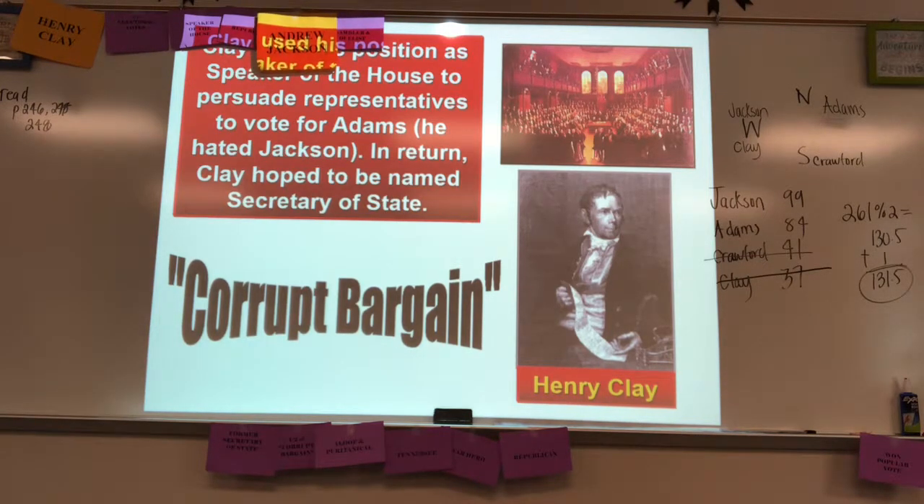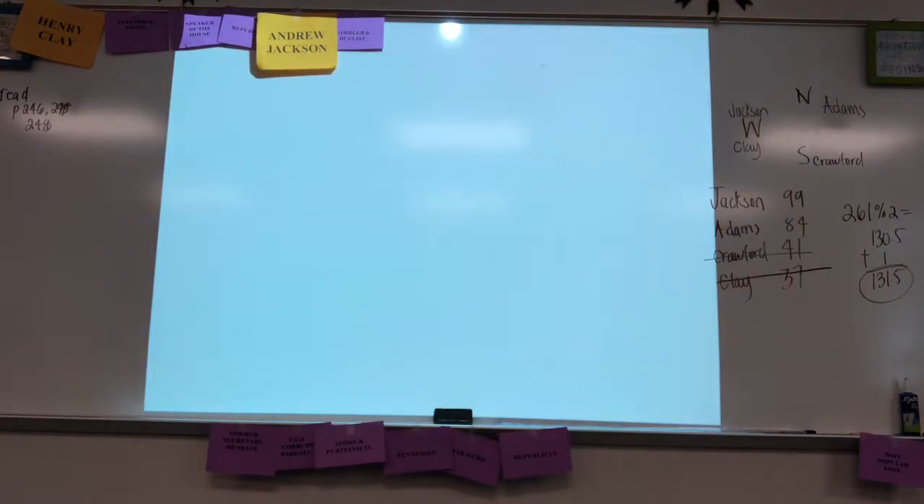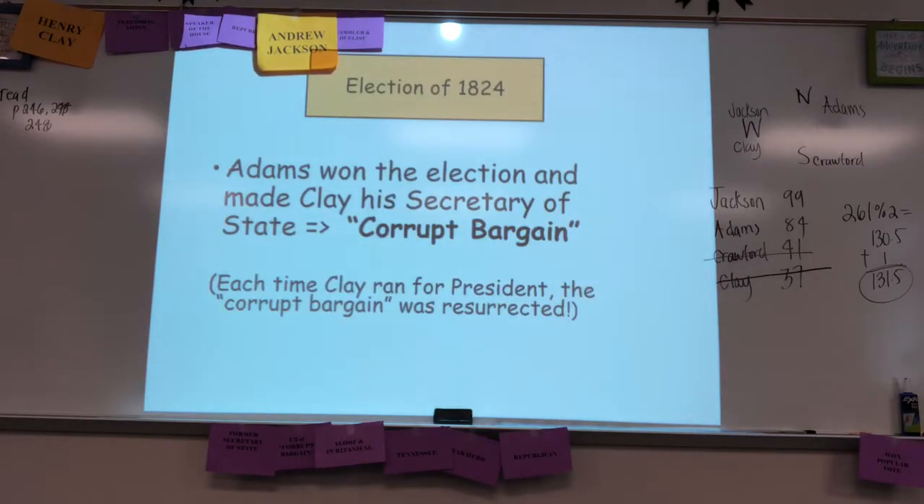And the corrupt bargain is when Adams and Clay are going to meet, right? They're going to meet, and they're going to negotiate this. Adams will win the election. Should he have won? No. Adams will win, and what will Clay get? Secretary of State. This is considered the corrupt bargain.